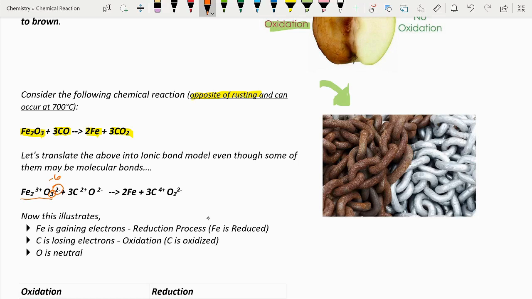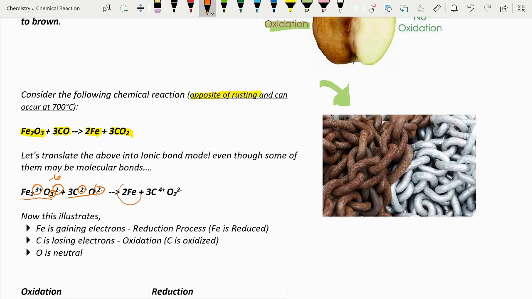And there are 2 iron atoms, so each iron atom is giving 3 electrons, and hence is left with the 3 plus charge. So similarly with the carbon monoxide, oxygen is gaining 2 electrons, and so carbon must be losing 2 electrons as well. Therefore, carbon is 2 plus charge and oxygen is 2 minus charge. So now let's review the product side.